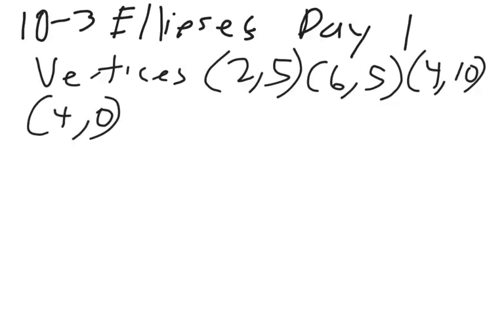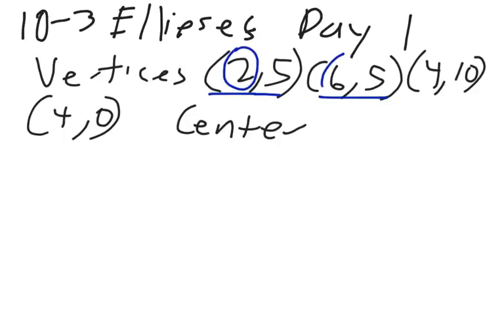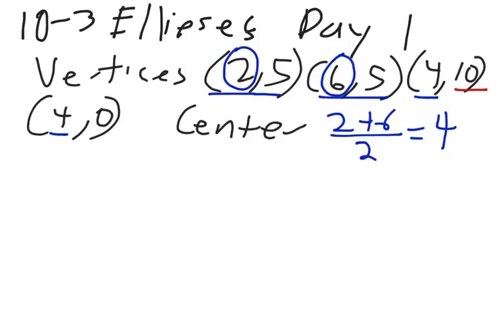Now, a few things we need to know, but the first thing we always want to figure out is what the center is. If we look at this, (2, 5) and (6, 5) have the same y value. So what is in the middle of the 2 and the 6? That would be 4. Hey, what do you know? Right there we have a 4 and a 4. And for the y value, we want what's right in the middle of the 10 and the 0, which is 5.